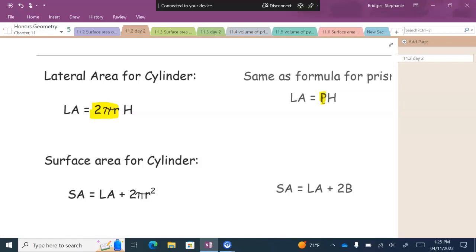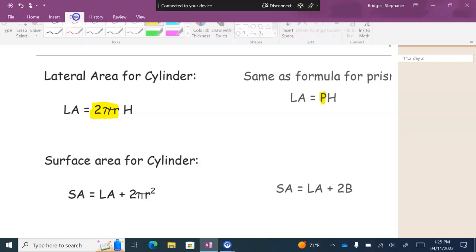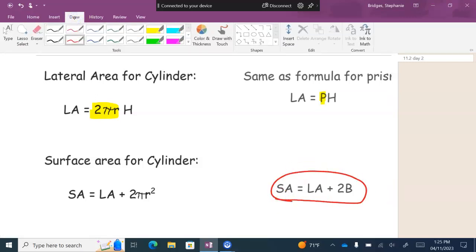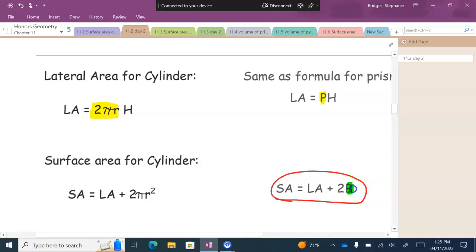Same thing with the surface area. The formula that we talked about yesterday for surface area is over here to the right. Surface area is equal to my lateral area plus 2 times your base area. Well, we can make that specific because my capital B is the area of a circle. What's the formula for area of a circle? Pi r squared. Isn't that what we have right here? So do you see how it's the same exact formula. We're just plugging in the circle stuff instead of the P and the B.